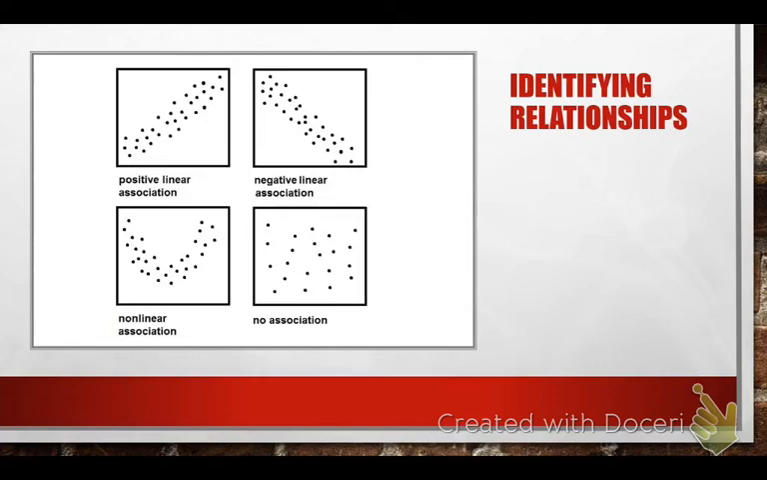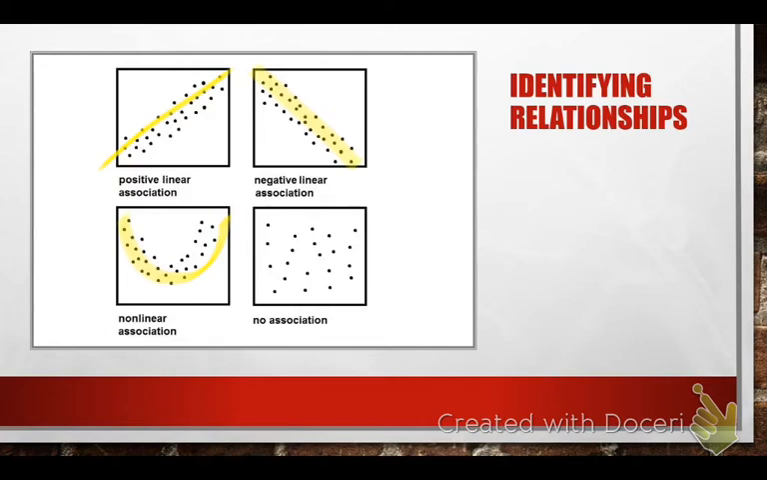So, identifying relationships. This should look familiar to you because from left to right, how are the values trending? They're going up, so that's positive. From left to right, when they go down, that's negative. When it's nonlinear, it's kind of like a U shape. And when it's no association, it's just all over the place. This is very similar to slope, right? From left to right, it's going up. From left to right, it's going down.